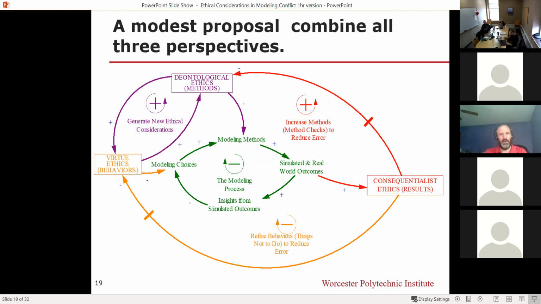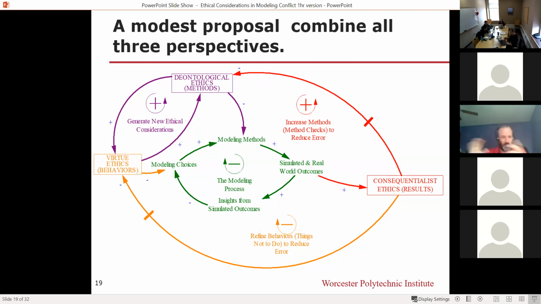Consequentialism isn't innovative, it's retrospective. It's, wow, something went wrong, let's not do that again. But deontological and virtue ethics have a space for innovation if they work together to think about what are the new methods we can generate, and what are the new behaviors we should adopt?